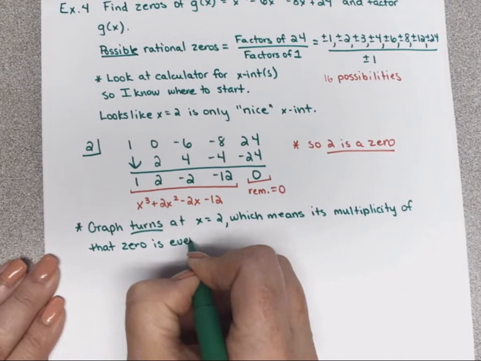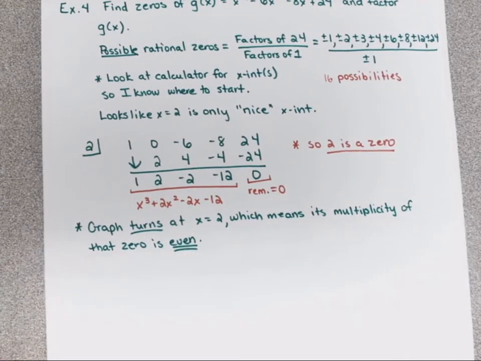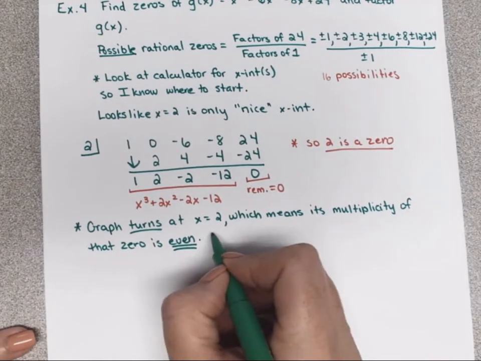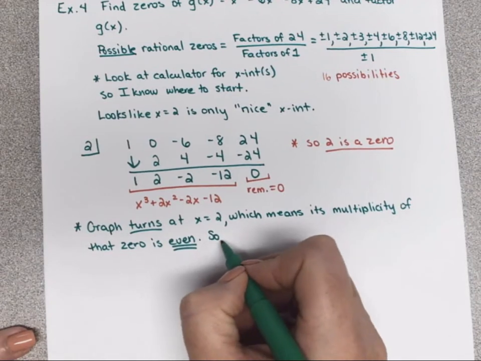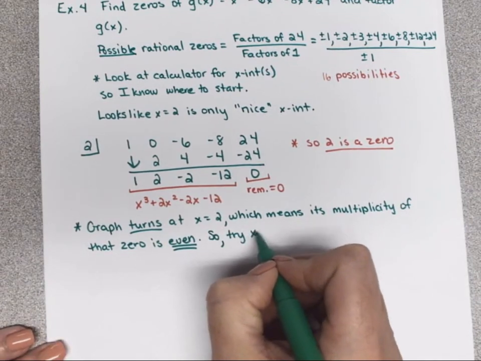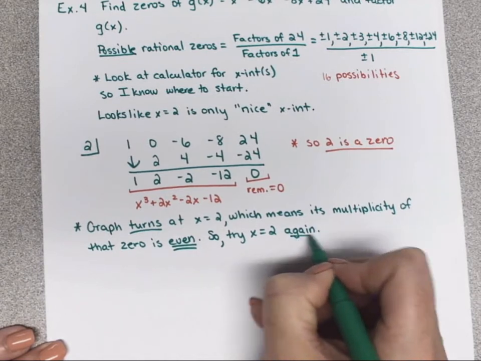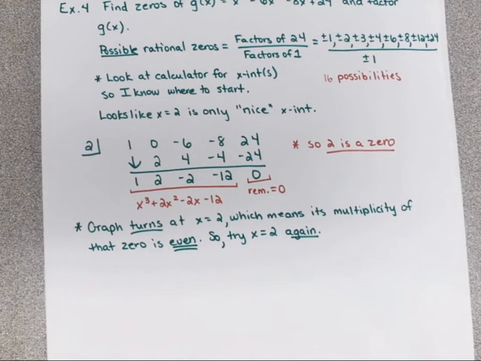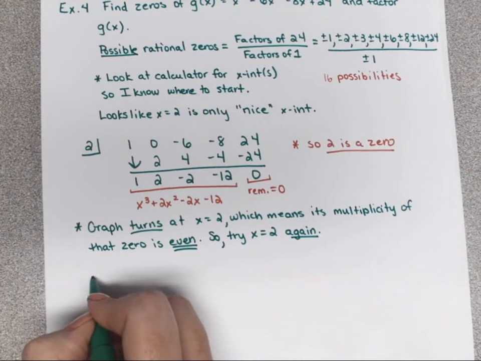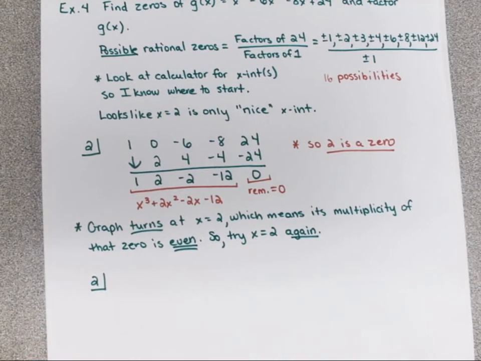So the fact that we know that it turns is actually what we need to be able to do this problem, right? Which means the multiplicity is at least what? What's the smallest even number we have? 2, right? So basically we're going to try x equals 2 again. And we're going to try it again because we're pretty sure the multiplicity is 2. But we're not going to try it on the original list. That would be goofy, right? We already did that.